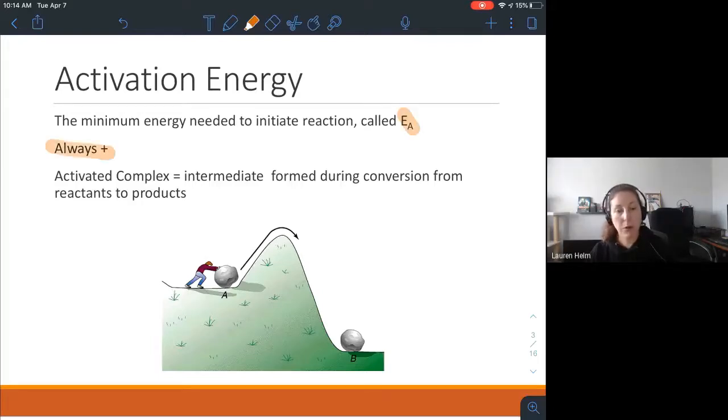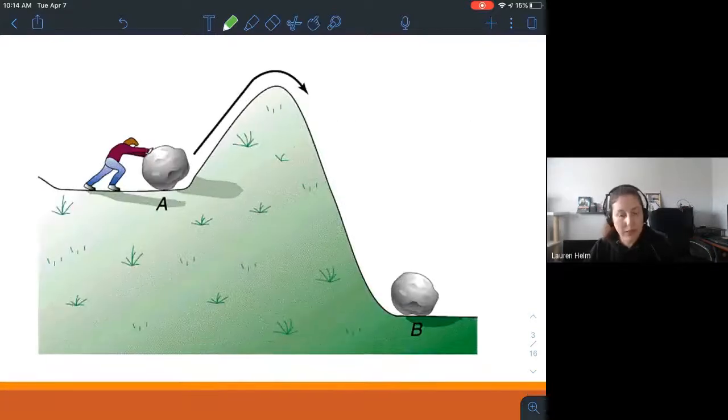This is always a positive number. You always have to add in this energy. We never release energy for activation energy. We always add it into the reaction. And it forms what we call the activated complex, or our intermediate step, our transition molecule. It's not our reactants, it's not our products. Bonds have been broken, new bonds are forming. It's our intermediate.